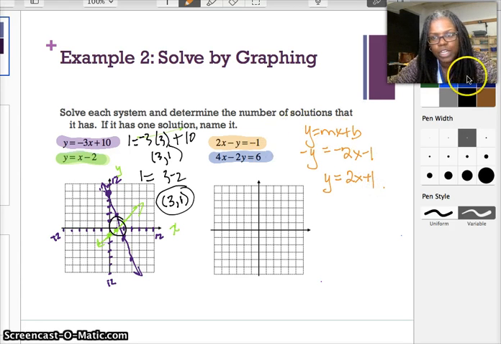The next equation, our blue equation, we're going to do something similar. I am looking to move 4x to the other side, so I have minus 2y is equal to negative 4x plus 6.